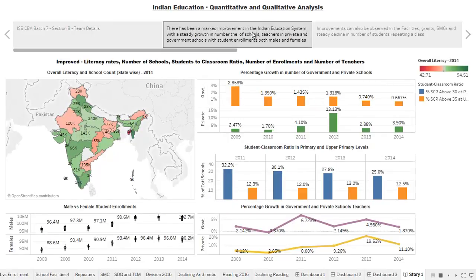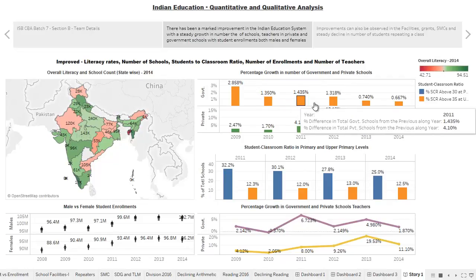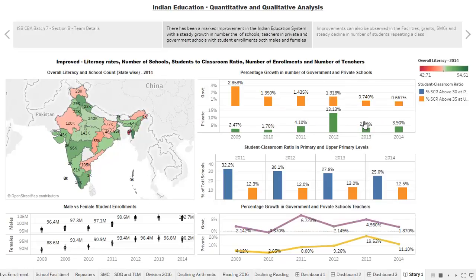In the first slide we are discussing the improvements in the education system over multiple parameters. If you look into the graph here, which shows the percentage growth in the number of government and private schools, we can see that all these years the percentage growth has been positive, which means the number of schools has increased steadily. At the same time, if we also see the student classroom ratio for primary and upper primary levels, we can see that there is a marked improvement in the overall student classroom ratio.